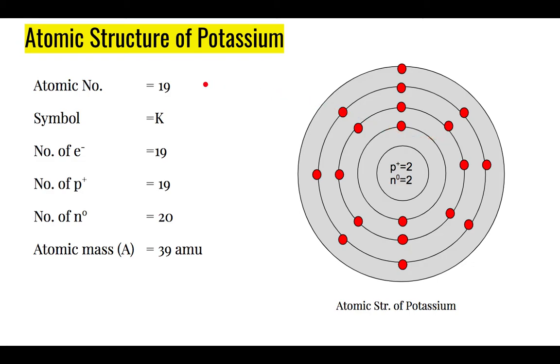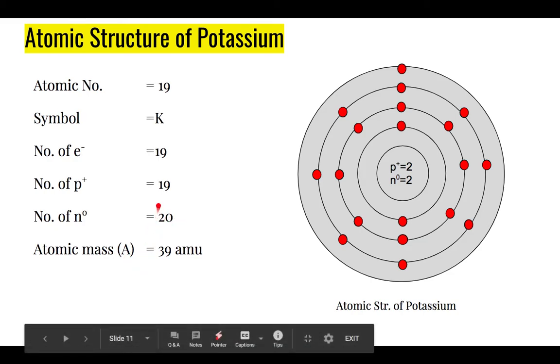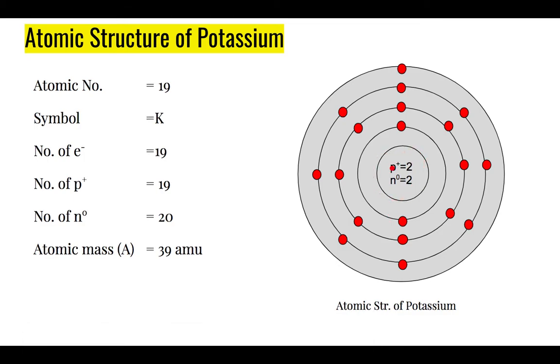Now let's go to potassium. Atomic number is 19, symbol is K, and since atomic number is 19, electrons and protons are 19, and neutron is 20. Atomic mass you get by adding proton and neutron, so 19 plus 20 is 39. Let's check the structure of the atom of potassium. At the center is the nucleus. Proton is 19, and neutron is 20. The first orbit can carry only 2 electrons, so here is 2. Now the remaining are 17, because it has 19 electrons and 2 are already drawn here.